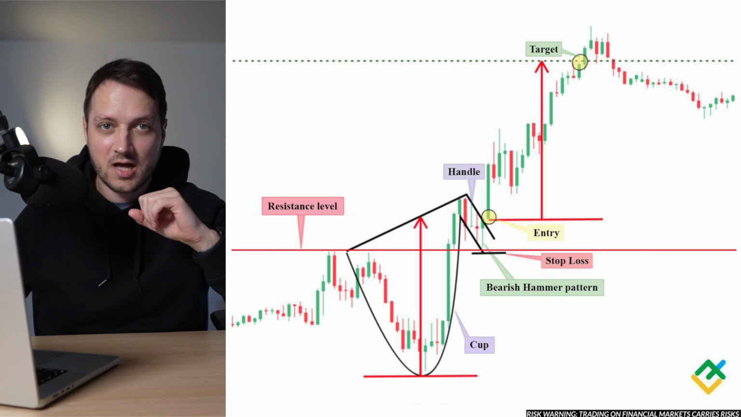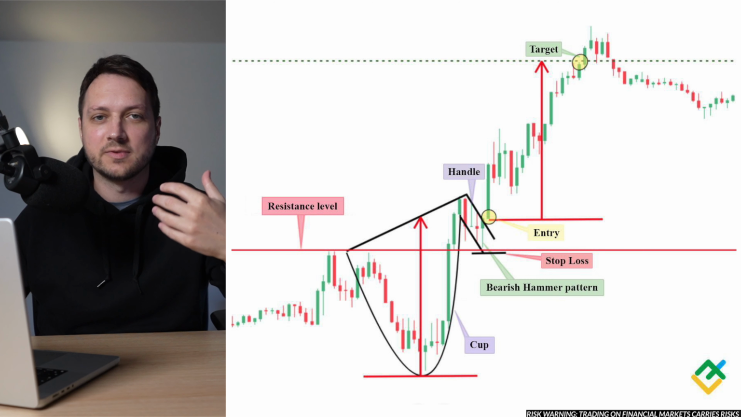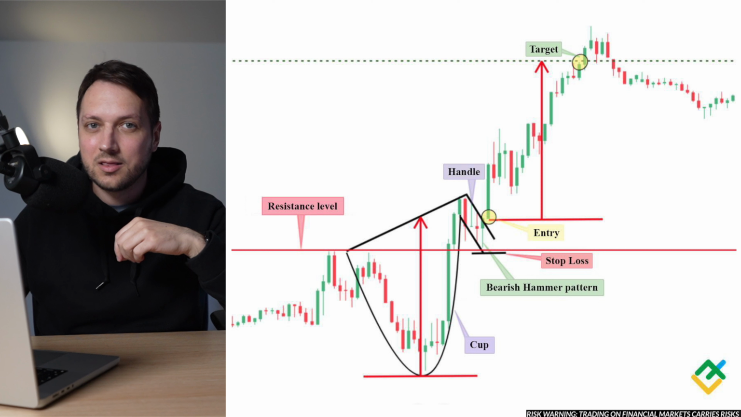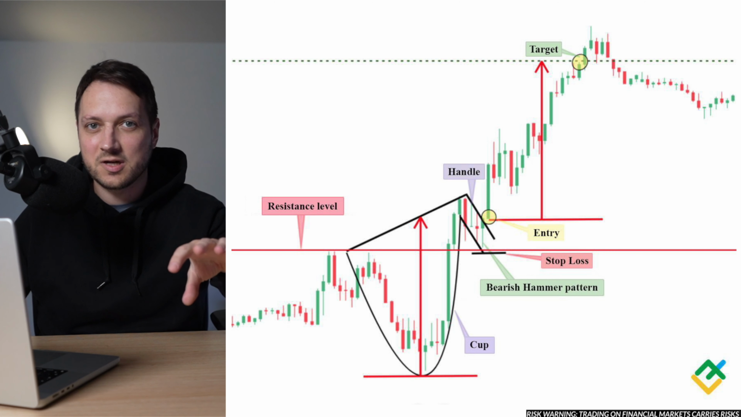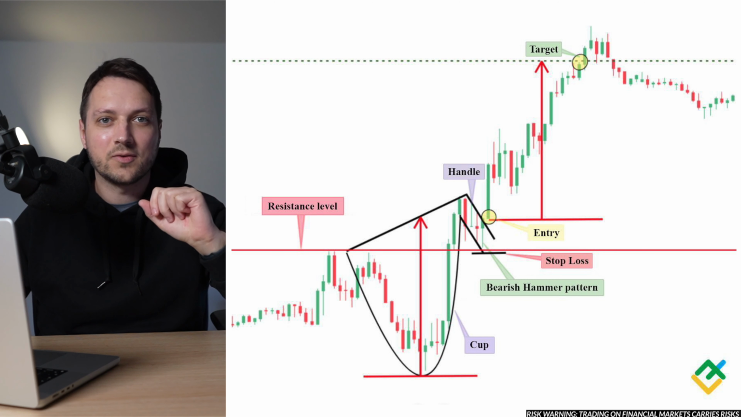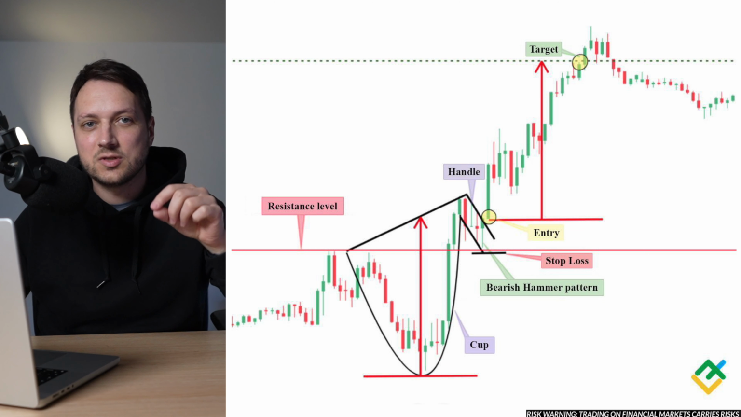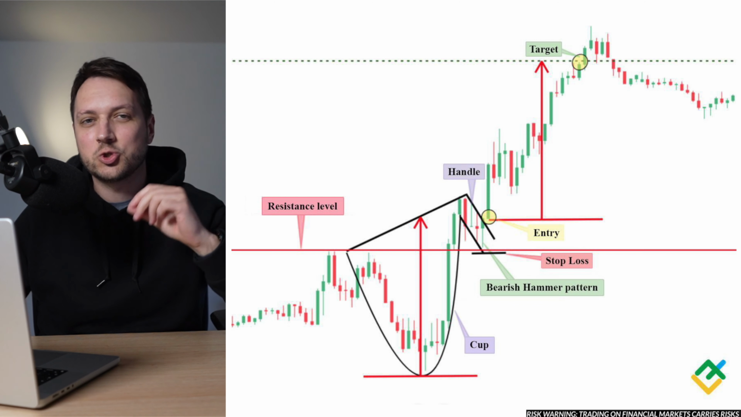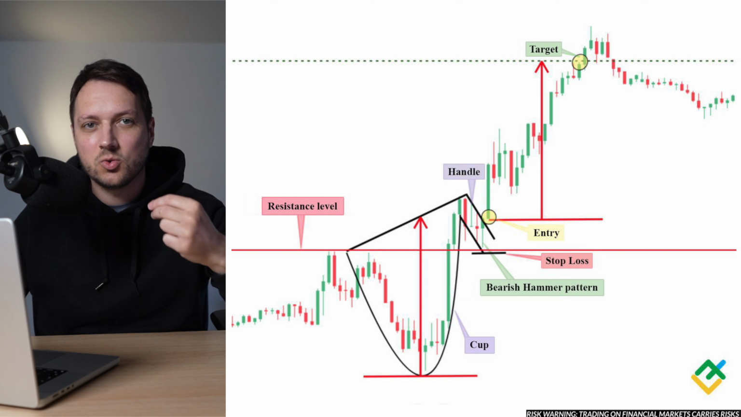And a bullish hammer candlestick pattern was formed above it. Exiting the handle was a long position signal. The price movement is calculated from the bottom of the cup to the resistance or even higher. And the stop loss should be placed below the newly formed support line.